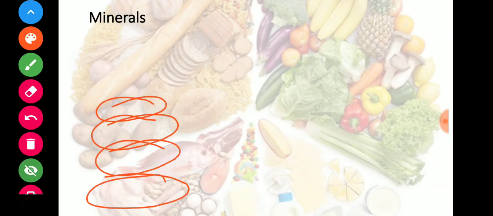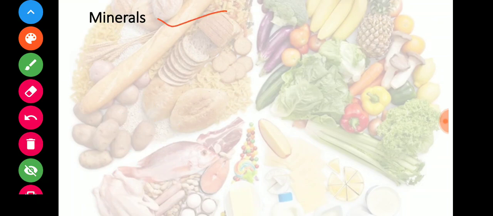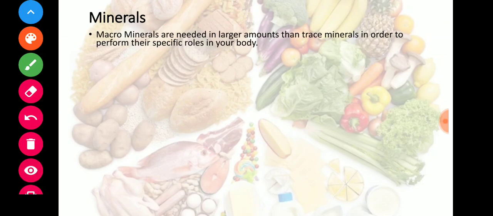Now we will talk about the minerals. So what we have seen is that carbohydrates, fats and proteins are the macronutrients, and micronutrients are vitamins and minerals. So here we will talk about the minerals. Few minerals are required in macro amount, as well as few minerals we require in trace amount. So we will study macro amount minerals and trace amount minerals.